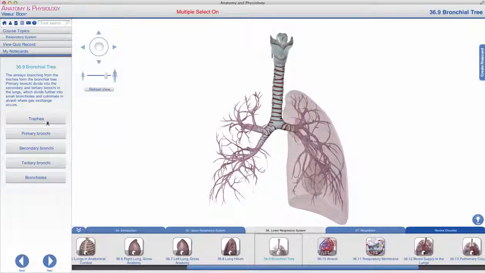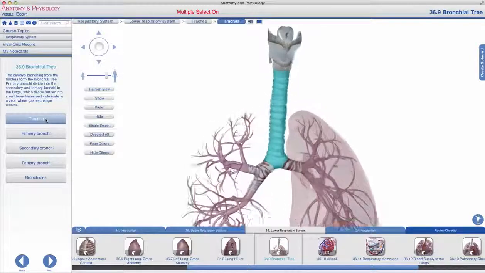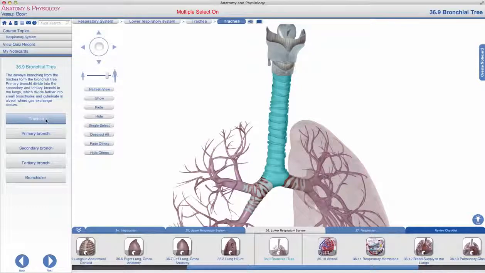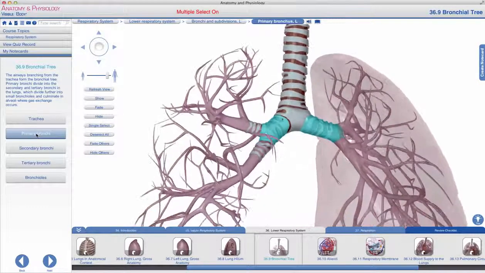Once again, you'll remember that the lower respiratory system begins with our cartilaginous trachea, bifurcating then into the two primary bronchi. And one thing you will notice here is that in the audio tab, I continue to use the word bronchi, which is plural, but here you will hear the word bronchus, primary bronchus, which is singular. Don't let the terminology confuse you.